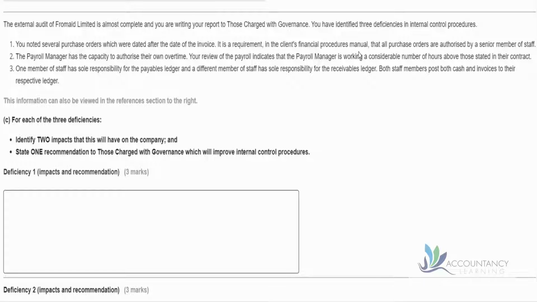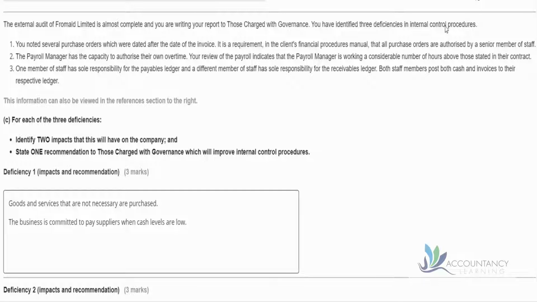So the question asks us, for each of the 3 deficiencies, identify 2 impacts that this would have on the company and state 1 recommendation. So as we've discussed, one possible problem is that we're buying things that we don't really need. So goods and services that are not necessarily needed are purchased.